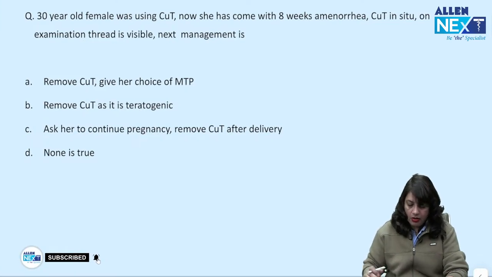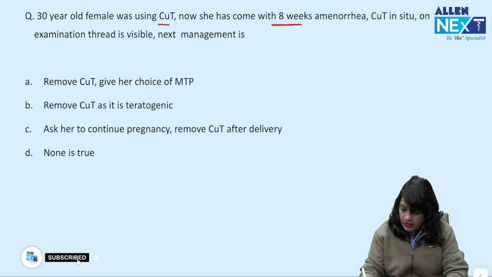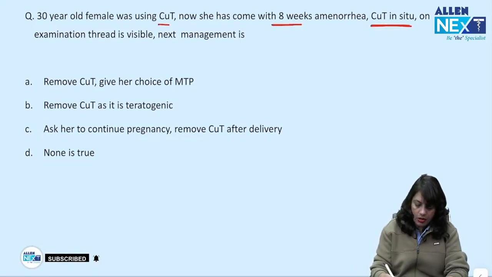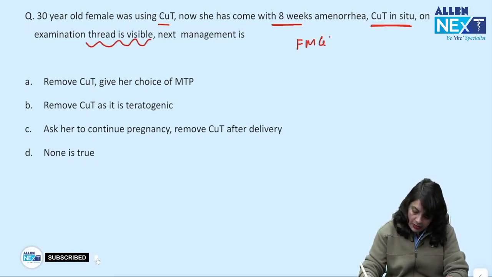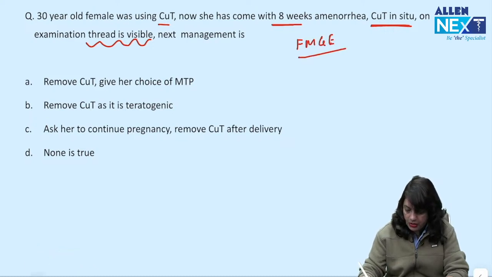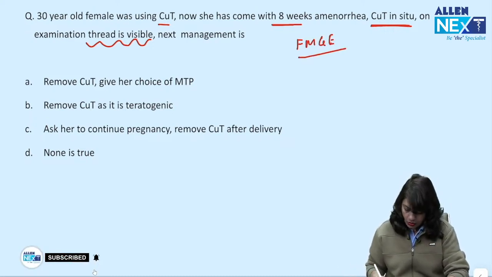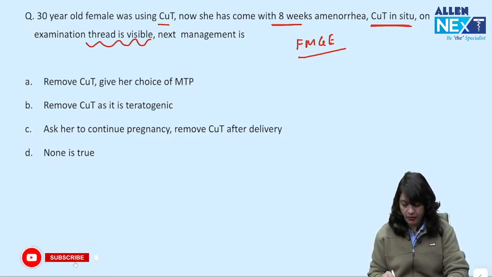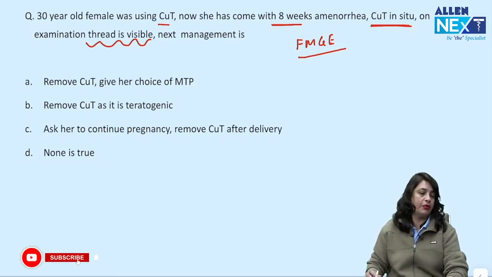Now, a 30-year-old female was using copper T. Now, she comes with 8 weeks amenorrhea, copper T in situ and thread is visible. What's your next line of management? This is a very important question of FMG. It has been asked in other exams as well. Okay. So, what's your answer? Remove copper T and give her a choice of MTP. Remove copper T as it is teratogenic. Ask her to continue pregnancy. Remove copper T after delivery.